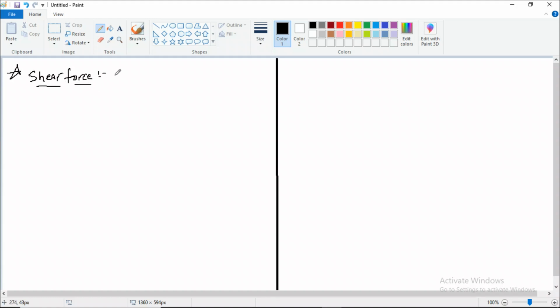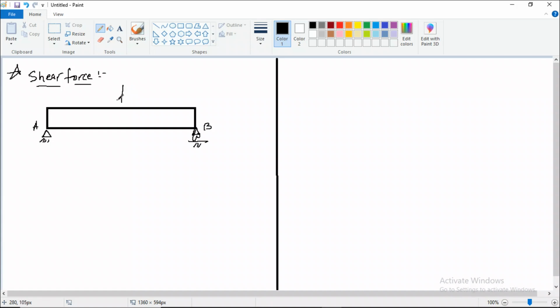So to understand that we need to consider a simply supported beam. So let us draw a simply supported beam. Let us say you have a simply supported beam like this, having a hinge support at point A and a roller support at point B, and at center a point load is acting as P. So this is the beam we are going to consider.